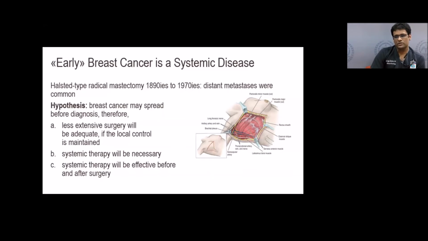Then the second hypothesis is that systemic therapy will be necessary. And so that is how the idea of using chemotherapy even for early breast cancer came about. And if systemic therapy is necessary, it doesn't matter whether you give it before surgery or after surgery, as long as the patient gets the systemic therapy. All of these hypotheses have subsequently been proven to be true.